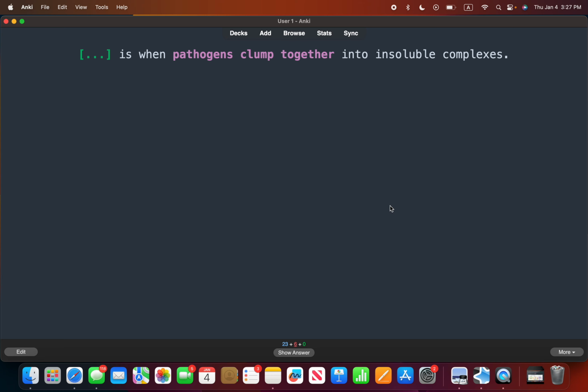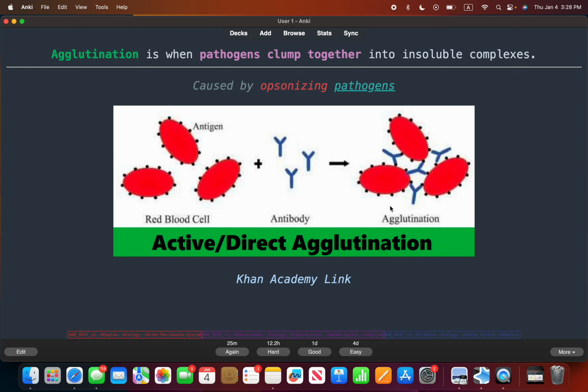What is when pathogens clump together into insoluble complexes? It is agglutination. Whenever it is agglutinated, it's like clumped together. It is caused by opsonizing pathogens.